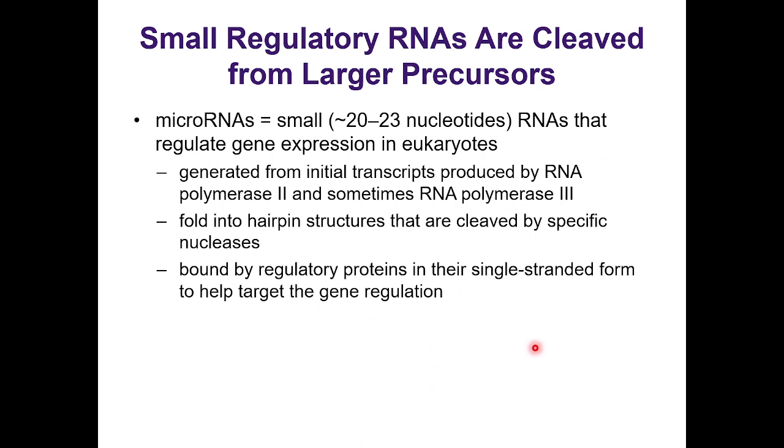All right, so your small regulatory RNAs are going to be cleaved from the larger precursors. Your microRNAs are going to be small 20 to 23 nucleotide RNAs that will regulate your gene expression in your eukaryotes. They're generated from the initial transcripts produced by RNA polymerase II, and sometimes RNA polymerase III. They're going to fold into hairpin structures. These are going to be cleaved by specific nucleases.